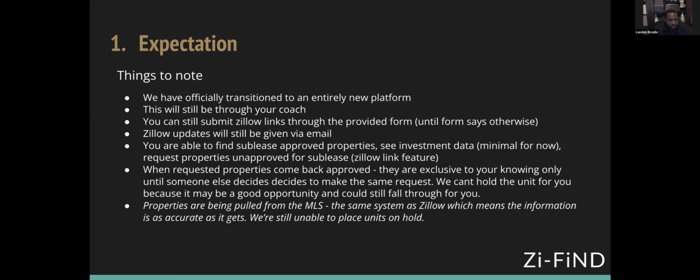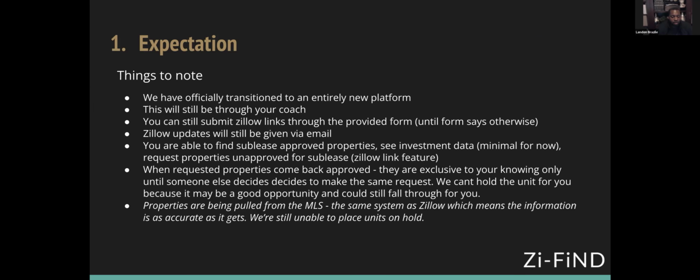Now, when requested properties come back approved, they're exclusive to your knowing only until someone else decides to make the same request, which means that if you request properties, you're only going to know that that property is approved yourself. Nobody else is going to know that that property is approved unless it's already been approved. But if you've made a request and another person has made a request and maybe another person has made a request on that property and it comes back approved, only the three of you will see that that property is approved publicly, or just one of you would if only one person actually made that request.